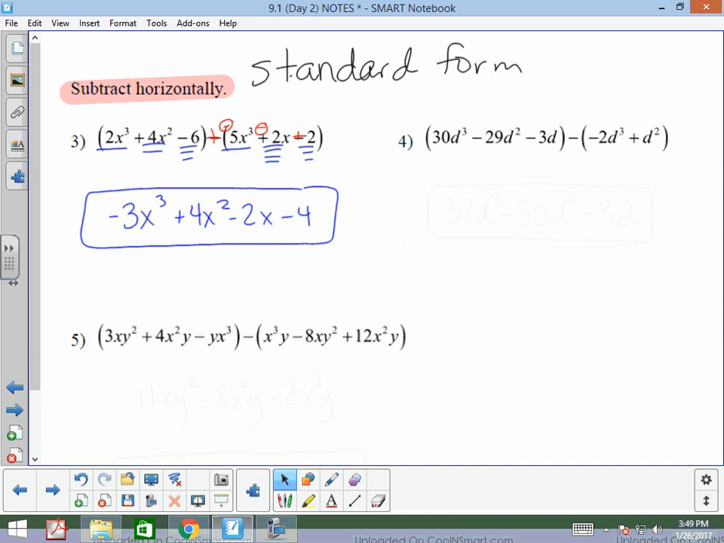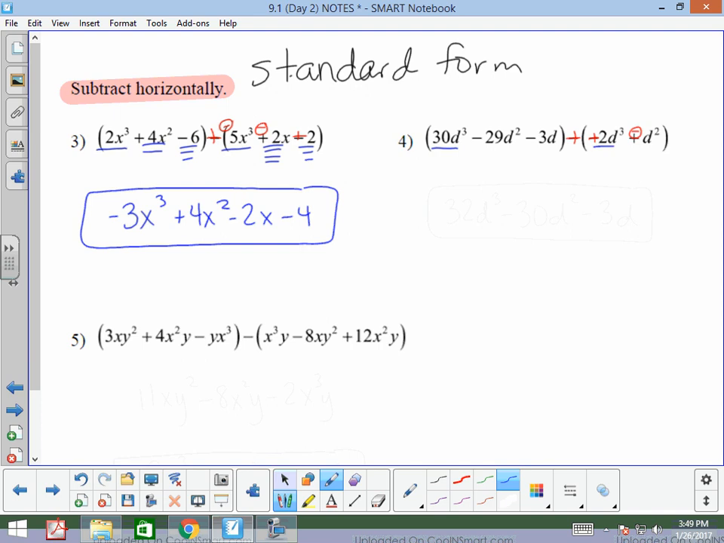All right, number 4, we're going to first change that minus sign to a plus. Negative 2d cubed will be positive 2d cubed. And positive d squared will be negative d squared. All right, so let's combine like terms here. If you want to use the shapes, you can. I'm just going to use the underlining.